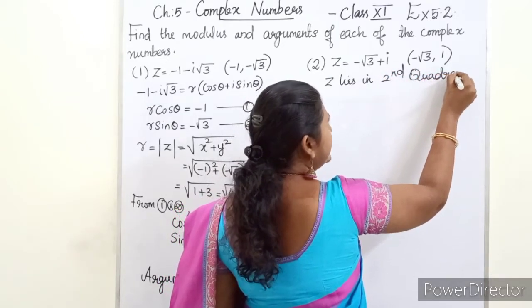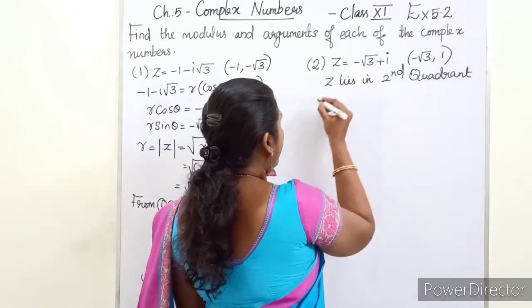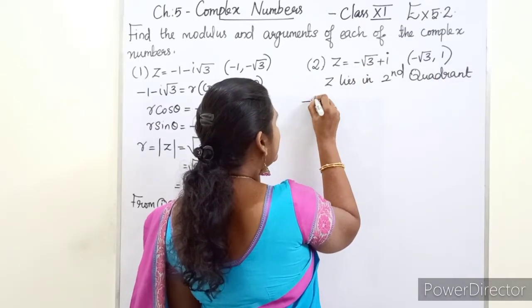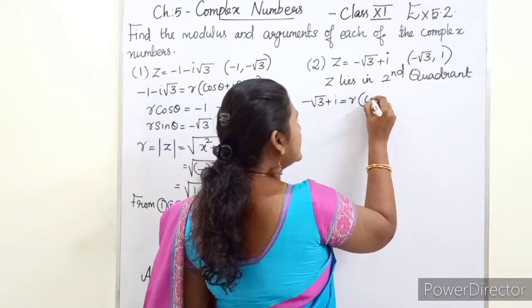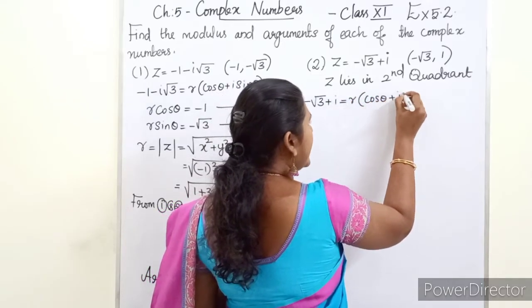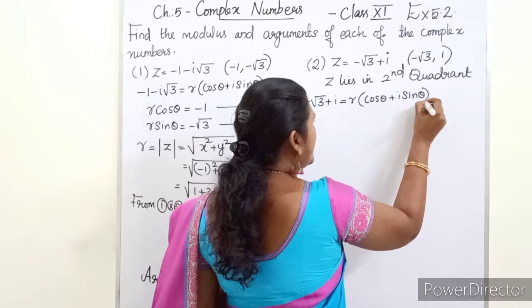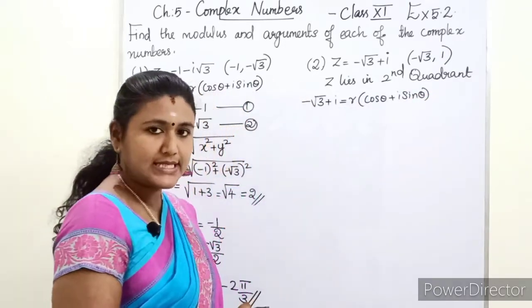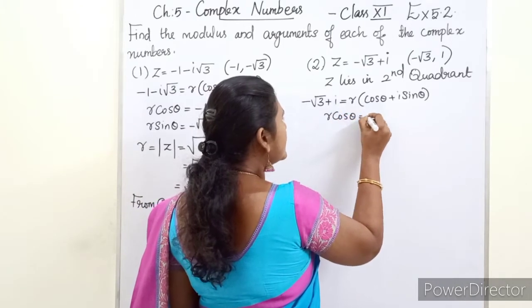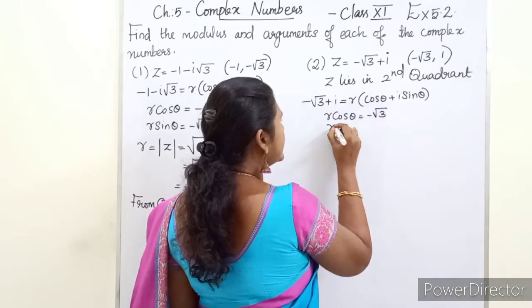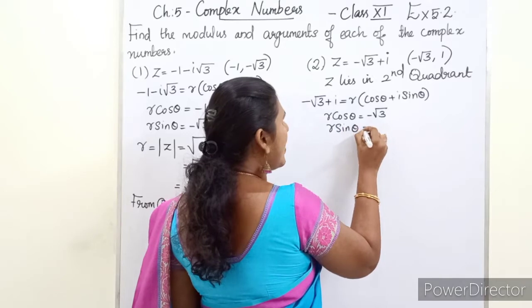Z lies in the second quadrant. Now we can write Z, that is minus root 3 plus i, is equal to r cos theta plus i sin theta. So we will equate the real part and imaginary part. So r cos theta is equal to minus root 3 and r sin theta is equal to 1.